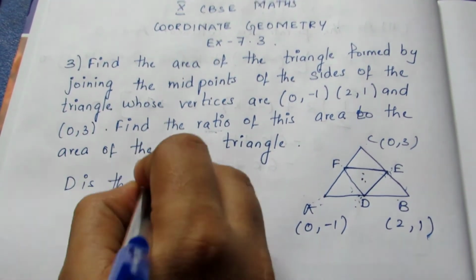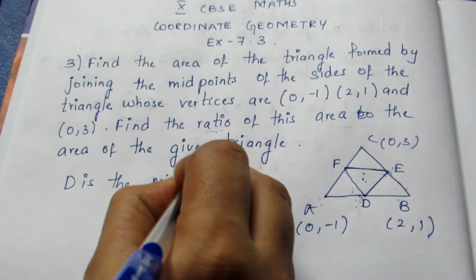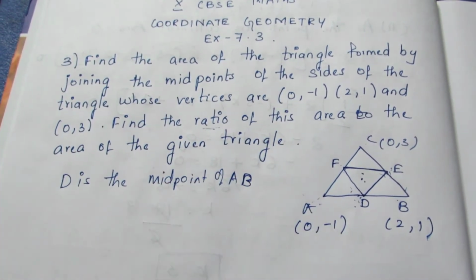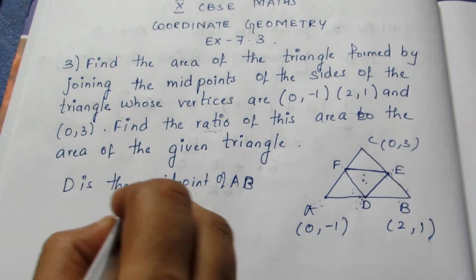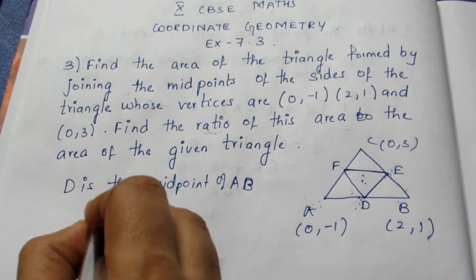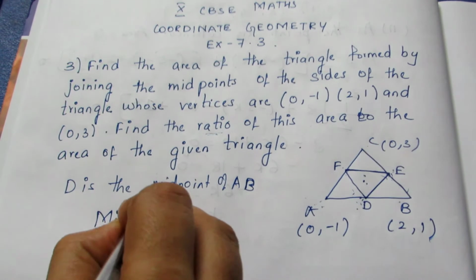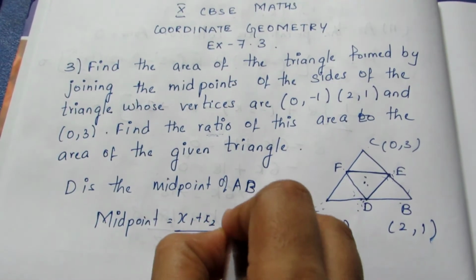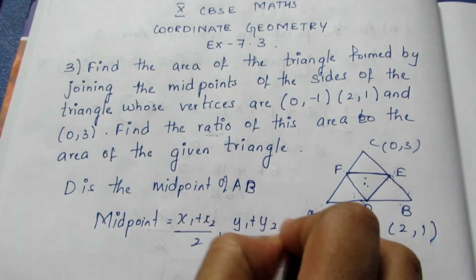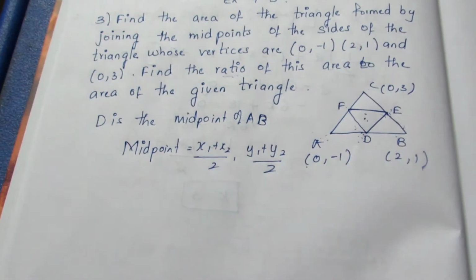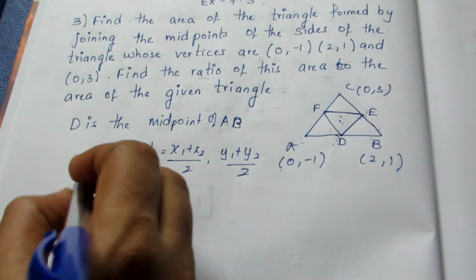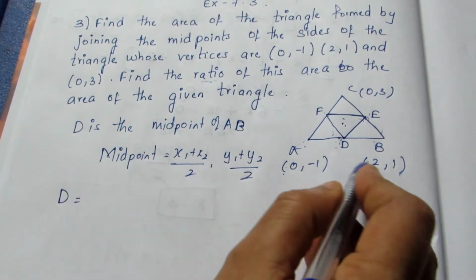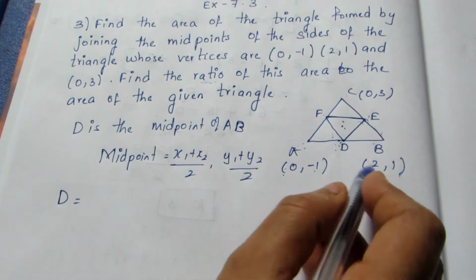D is the midpoint of AB. So as D is the midpoint of AB, using the midpoint formula we can find D. Now the midpoint formula is (x1 plus x2) by 2, (y1 plus y2) by 2. Just substitute the values. So midpoint of AB, that is D, is equal to first one plus first one by 2, second one plus second one by 2.